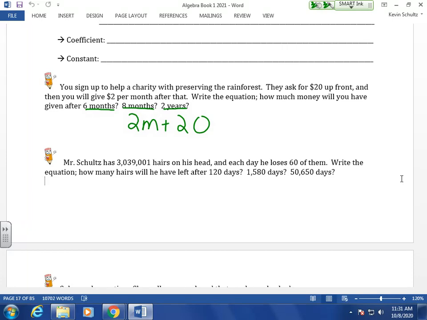20 is our constant because that value stays the same. You sign up, you give $20. It doesn't matter how long you continue to be a part of it. You still gave that $20. That part doesn't change. Okay? So after 6 months, 2 times 6 plus 20. Shout out the answer.